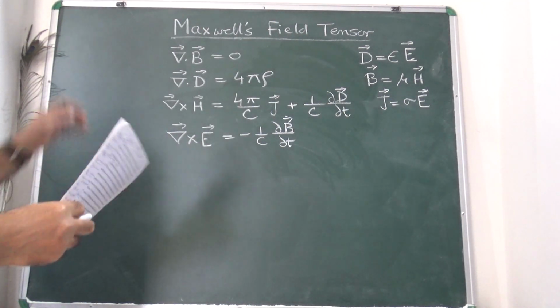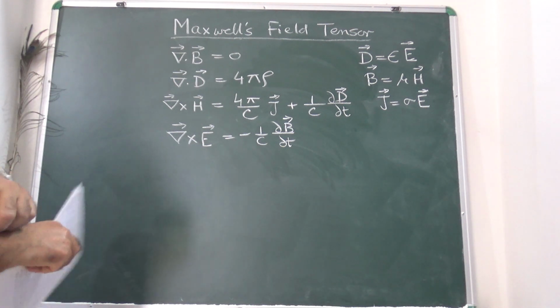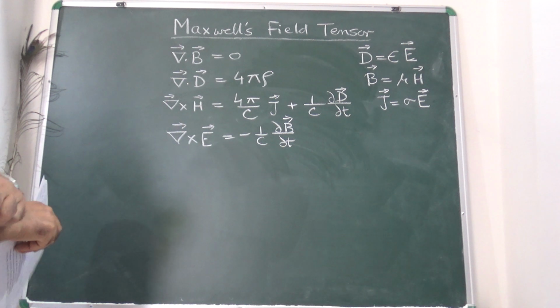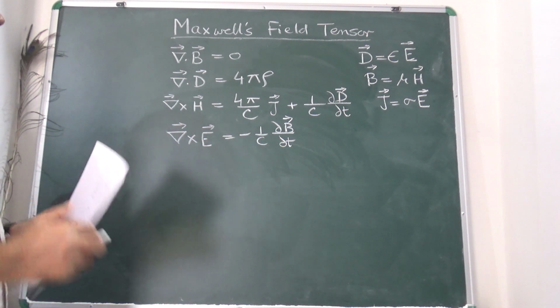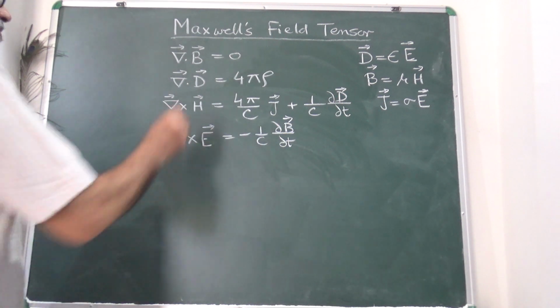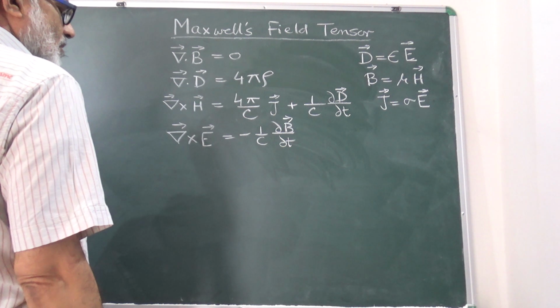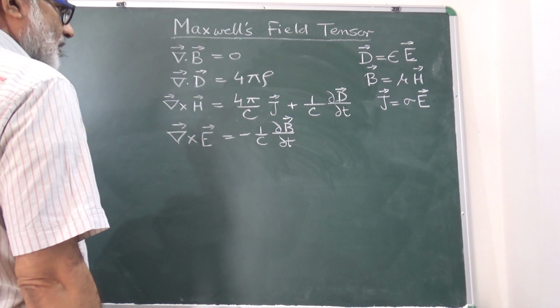Now we want to express these four equations of Maxwell in two equations, in terms of a scalar field and a vector field.